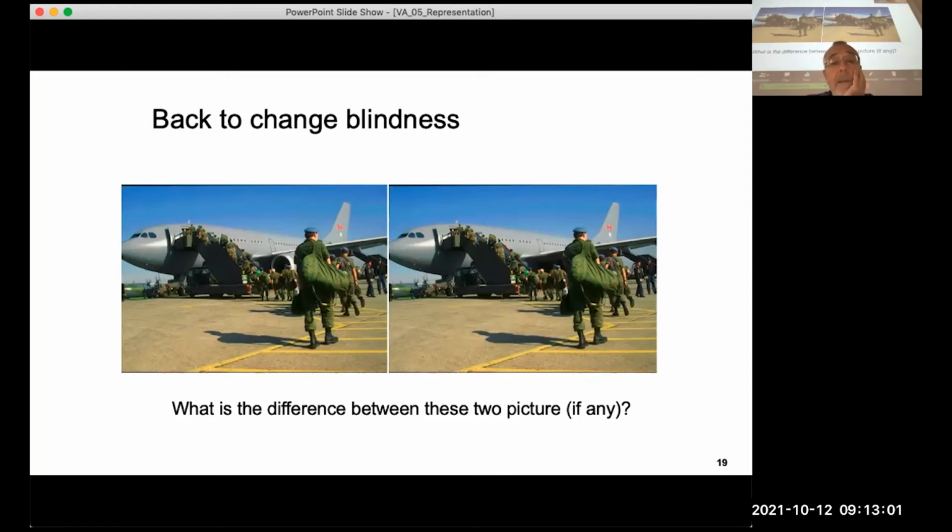You have to expect it. Some of you, very few in the class, will be able to get a difference, someone will not. But this is a clear example of change blindness. You have two identical images that differ for just a detail, and that detail does not come up very easily.